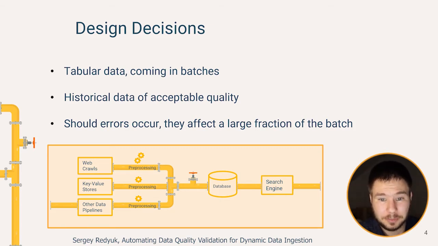As the last assumption, we consider that in case errors occur in the data, they most likely affect a fraction of the batch. For instance, the missing values or wrong encoding will affect the whole batch of data rather than a single record or a single cell.